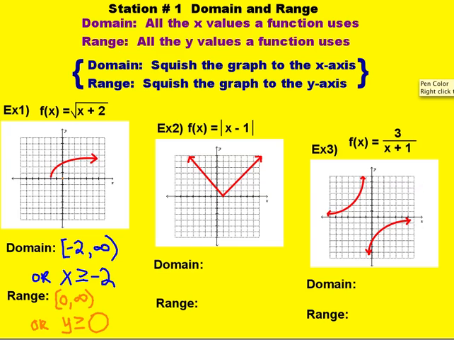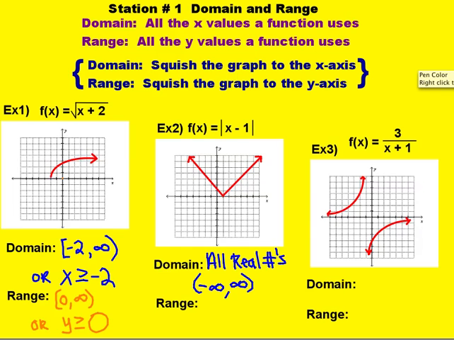On to example number 2, the domain. Well, it looks to me with those arrows that it keeps going right and it keeps going left, which means the domain is all real numbers. We could say all real numbers. We could also say -infinity to infinity.